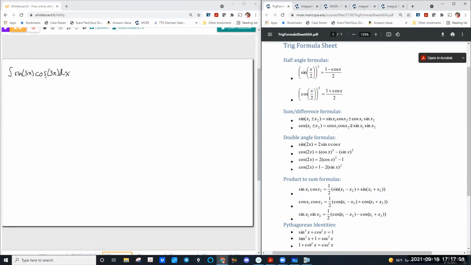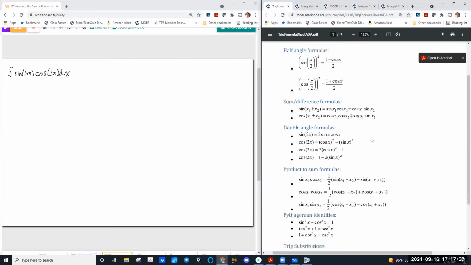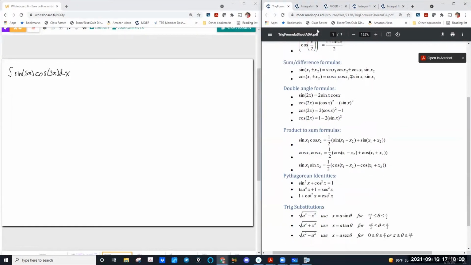When they have different arguments, we need to make a transformation. So we go to the trig formula sheet. Notice the product to sum formulas. Notice we have sine and cosine with different arguments, or cosine and cosine with different arguments, or sine and sine with different arguments. So if you see a product of sine cosine, sine sine, or cosine cosine where the arguments are different, you can use a product to sum formula to make it easier. We're going to use the first one here. So let's see what that transforms this to.